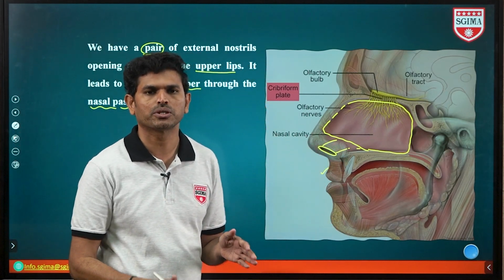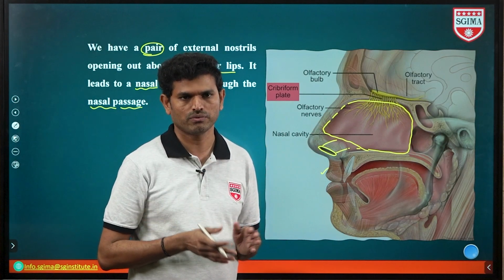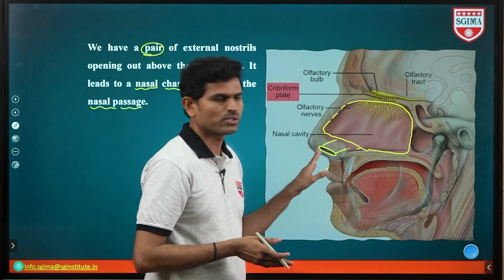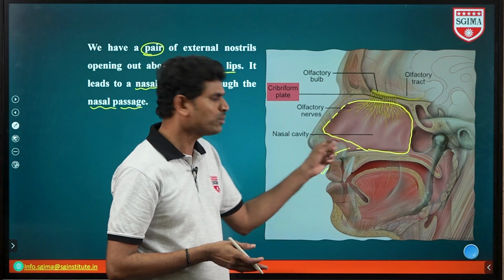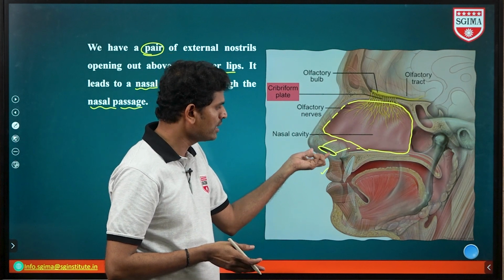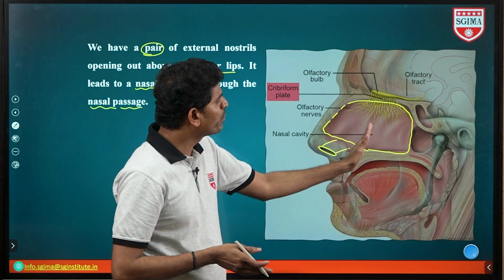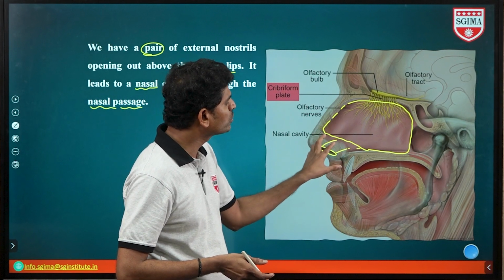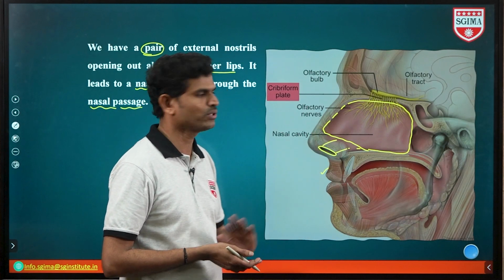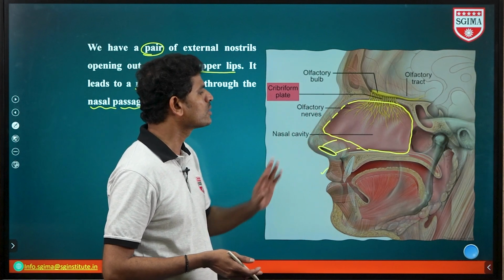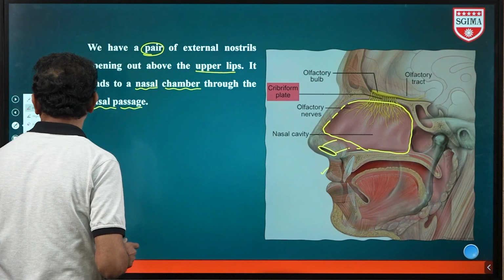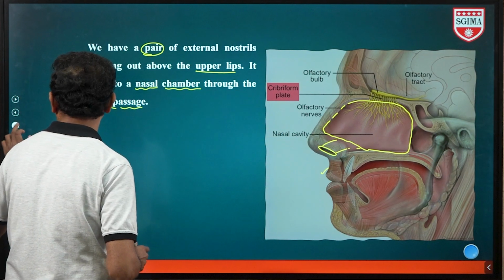Actually, a passage is a narrow tube-like structure which has supporting lateral walls and which connects two things, the exterior and the interior. So external nostrils or nares open into, or lead into, the nasal chamber through the nasal passage. This is from NCERT, and we are going to discuss a little bit more related to NCERT here.